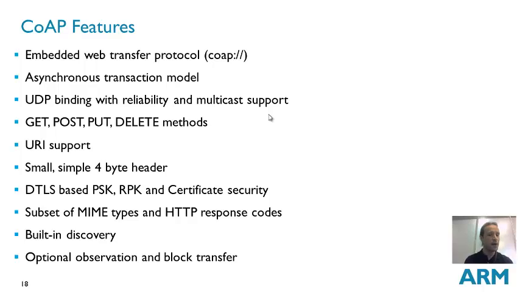CoAP supports all the basic methods of HTTP, GET, POST, PUT, DELETE, supports URIs, but it does it in a very small binary header with options. And we'll look at the structure of that in a moment. A couple of the most interesting things, though, is that we can use MIME types with CoAP just like we can with HTTP. Very important for supporting standards over the protocol. Without the ability to indicate what kind of payload is there, it's very hard to parse and know what the information in the packet is about. Built-in discovery is very important. We'll look at how that works. And finally, the ability to do subscriptions and even do block transfers of larger files.